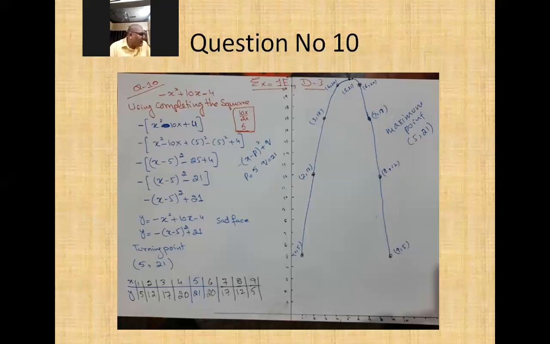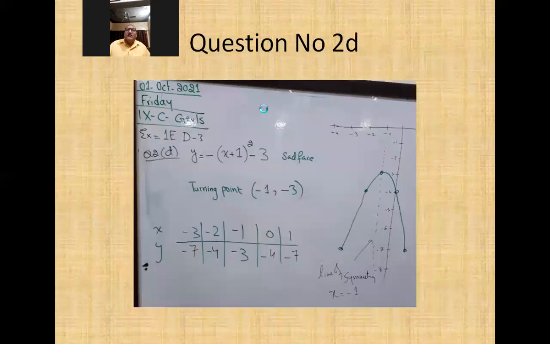This point indicates the coordinates of the maximum point. The coordinates of the maximum point are (5, 21). This is the turning point of this sad face, and that is the maximum point, and its coordinates are (5, 21). So that was the last question in exercise 1E from the book, and this was about the graphs of quadratic equations.